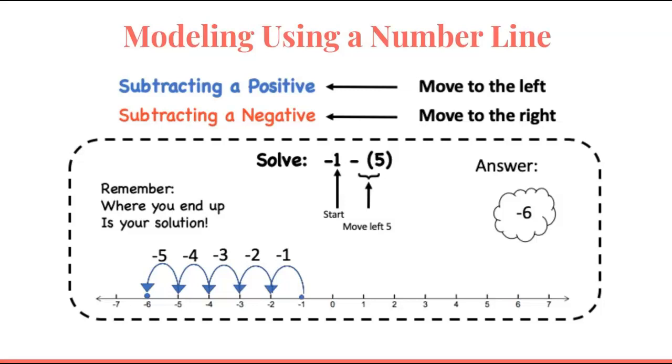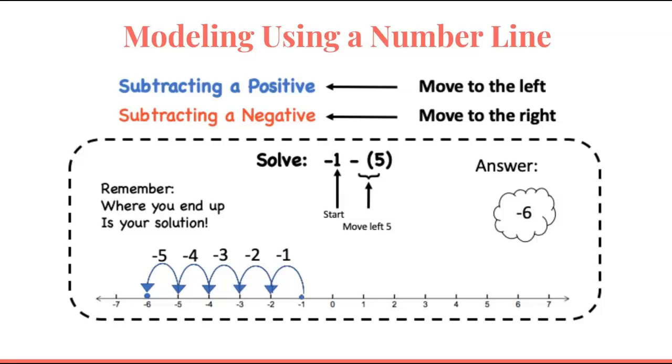Okay, our first number is where we start, which is why mine starts at -1. My second number tells me what direction to go. So since it's subtracting a 5, subtracting a positive, I go to the left. I go 5 spaces to the left, and I end up on -6. Therefore, -1 minus 5 is -6.